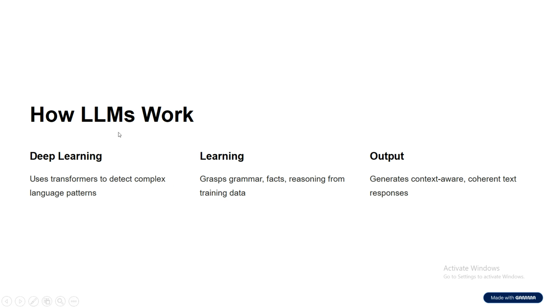So how do LLMs work? Through deep learning, as you can see here, they use transformers to detect complex language patterns. An LLM uses the transformer to detect complex patterns, grasp grammar, facts, and reasoning from the training data, and generate context-aware, coherent text responses.